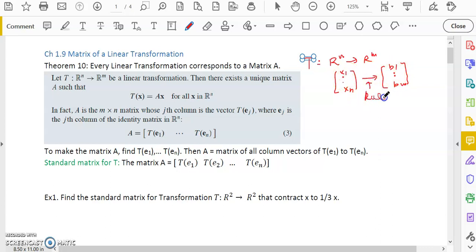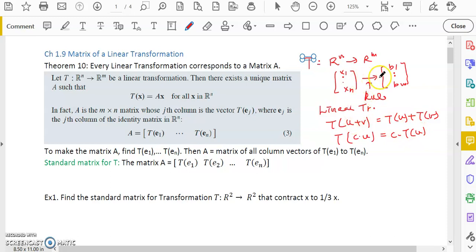So what is the criteria for being a linear transformation? First, T of u plus v: if you add these two vectors together and then transform, it's the same as transforming individually and adding. And the second is if you transform a scalar multiplied by a vector, it's the same as multiplying by the scalar after transforming it. So this is called a linear transformation.